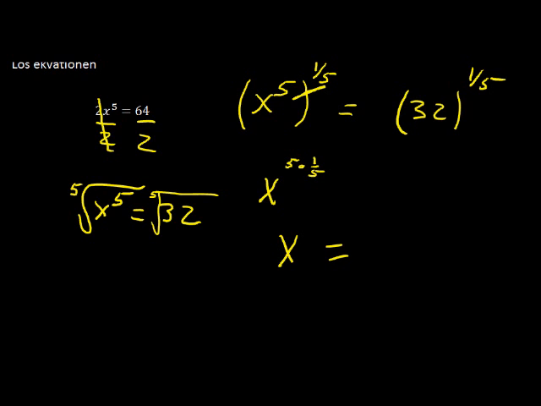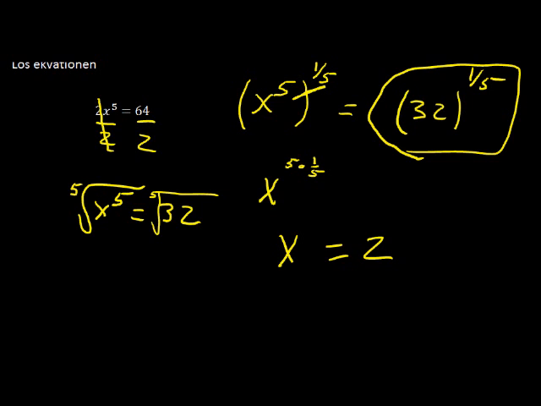And then think of this. We want a number, when multiplied by itself 5 times in a row, gives you 32. And that would be 2. 2 times 2 is 4, times 2 is 8, times 2 is 16, times 2 is 32. So that's a real nice one.